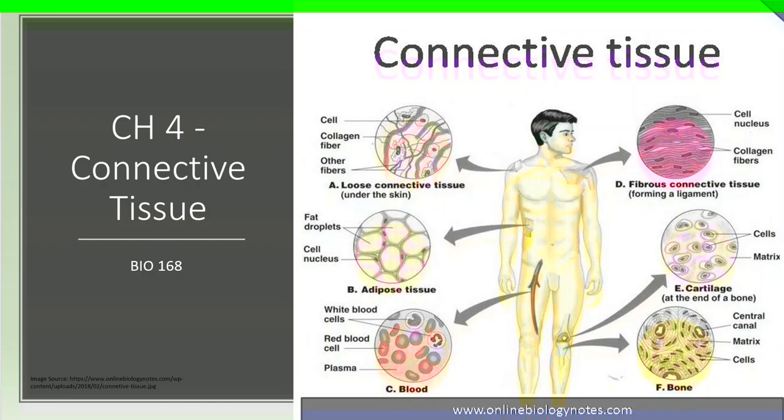This week we are looking at the rest of the tissues. So this is your connective tissue, muscular tissue, and your nervous tissue. So we're going to start with connective tissue, and we're going to go through all of the types of tissue here for this section.